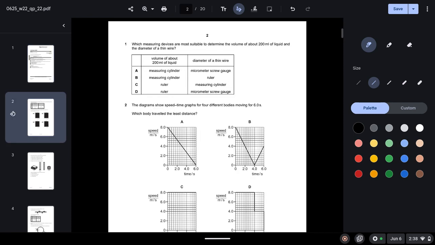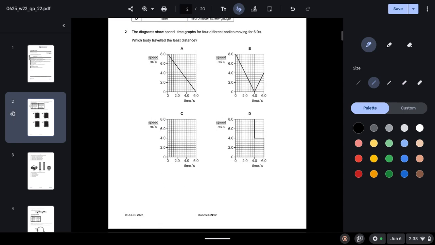Question 1. Which measuring devices are most suitable to determine the volume of about 200 milliliters of liquid and the diameter of a thin wire? So volume will obviously be measured using a measuring cylinder, so it's either A or B, and the diameter of a thin wire can only be measured using a micrometer screw gauge. The rest of the options are incorrect, so A is your answer.